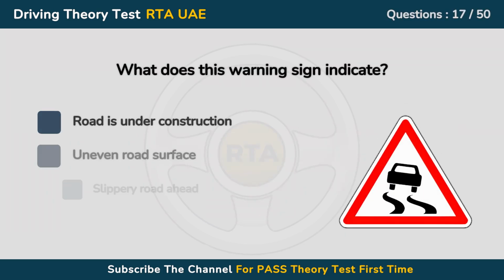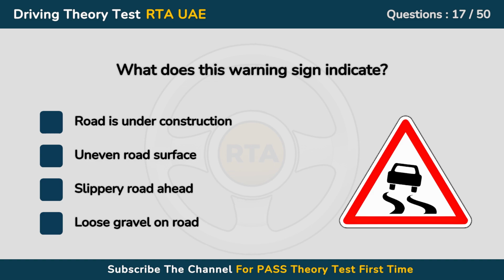Question 17. What does this warning sign indicate? A. Road is under construction. B. Uneven road surface. C. Slippery road ahead. D. Loose gravel on road.